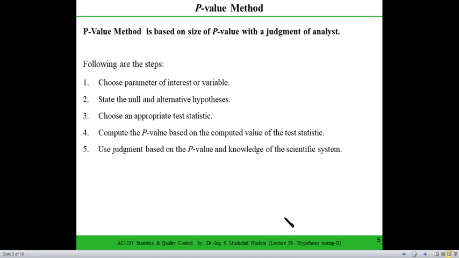And then you need to choose an appropriate test statistic, which is obviously always based on the sample. Then we need to compute the p-value based on the computed value of the test statistic, and using the judgment based on the p-value and the knowledge of the scientific system, we can make a decision about whether we can reject the null hypothesis or not. So these are the steps.